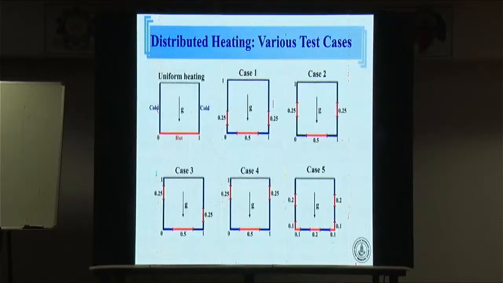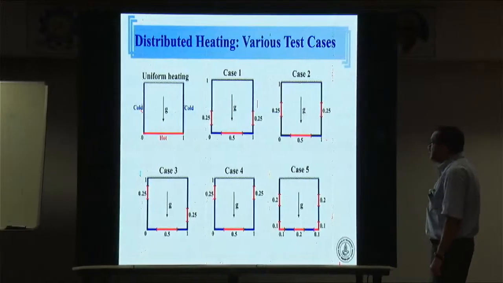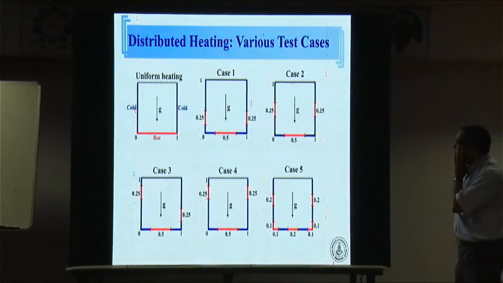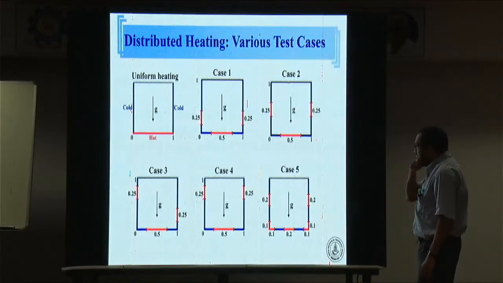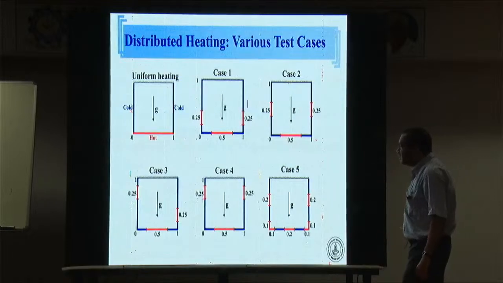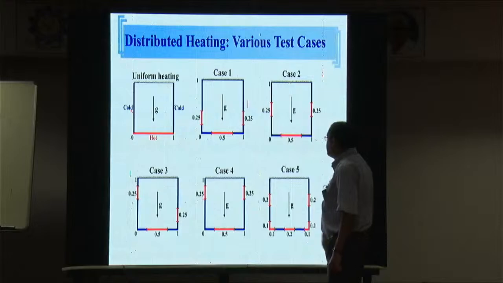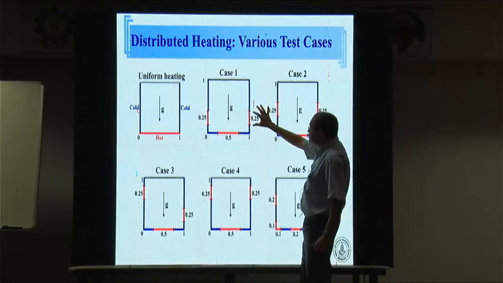Yes, these are the setups I am going to discuss for today's lecture. The uniform heating, the cold side walls and top and bottom hot walls, and at the bottom we have the discrete heater 0.5, 0.25, 0.25. Case 2 is 0.25, 0.25, then case 3, case 4 and case 5. You can see that the total length is 1, and I distribute 0.5, 0.25, 0.25. And now the interesting part is this 0.25, you can see this heater at the bottom.